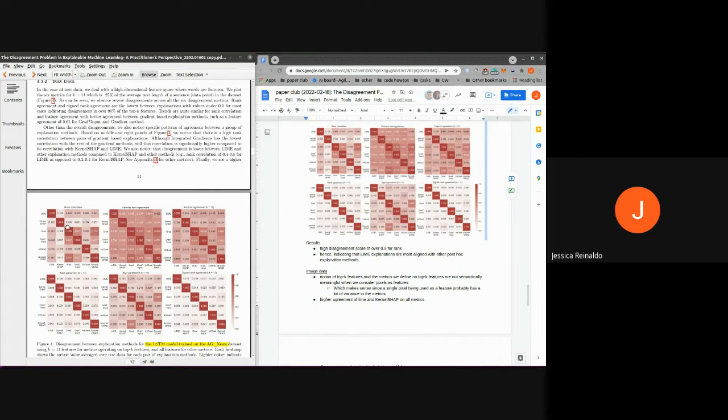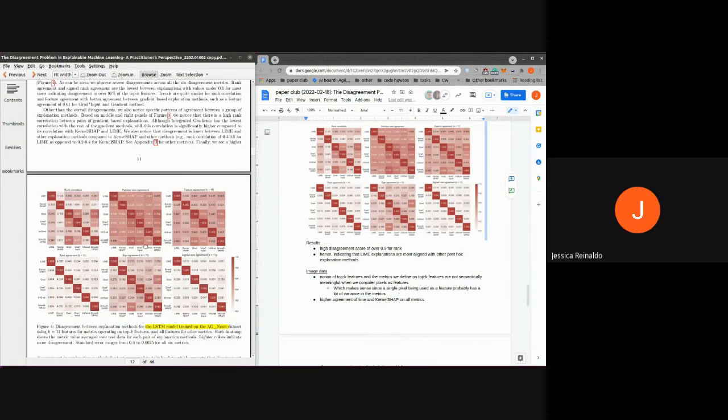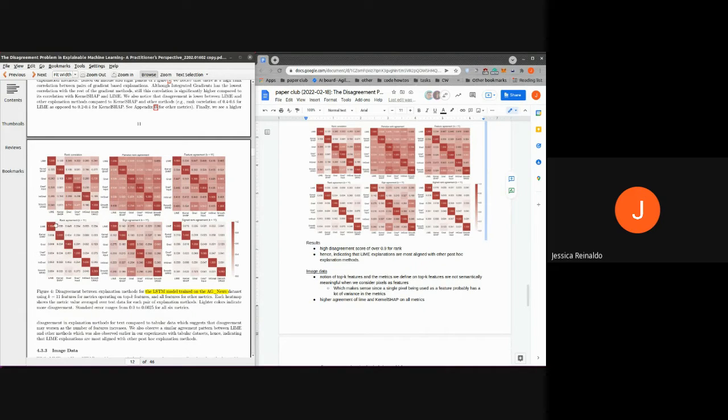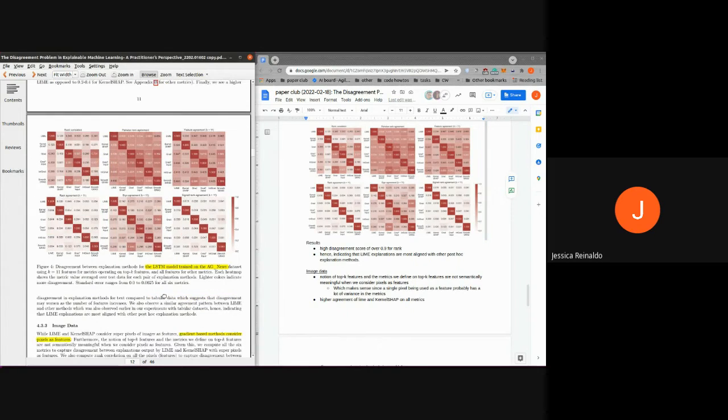And here is a very specific case because Lime and SHAP have the lowest values here for each other, and Lime is more correlated to the gradient-based methods than to SHAP. So they present more distinct evaluations here. And it's overall very low, the rank and sign agreements for text data.